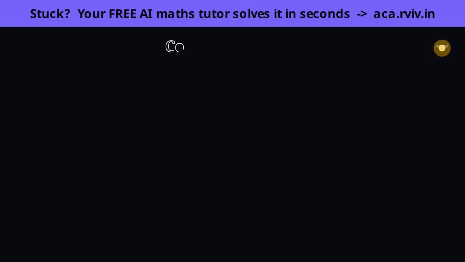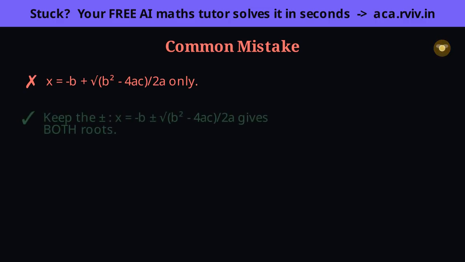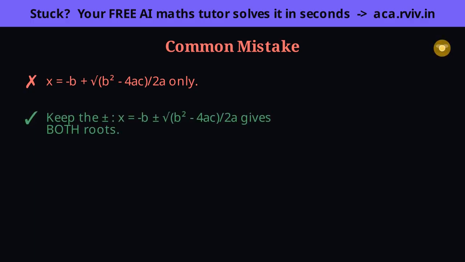The most common slip of all, writing the formula with only a plus sign and quietly losing a root. Here's why the plus or minus must be there. When you take the square root of both sides while completing the square, a positive number has two square roots, one positive and one negative, and those two branches are precisely the two roots of the quadratic. Drop the plus or minus and you've thrown away half your solution and half your marks. Always write both.